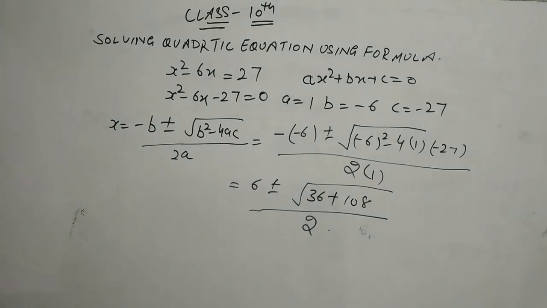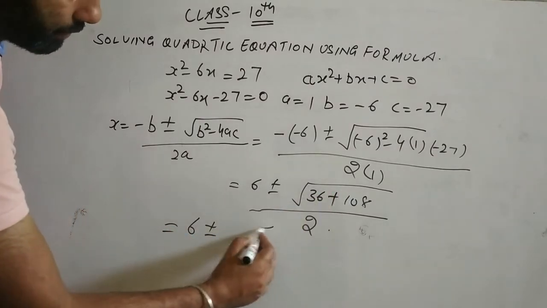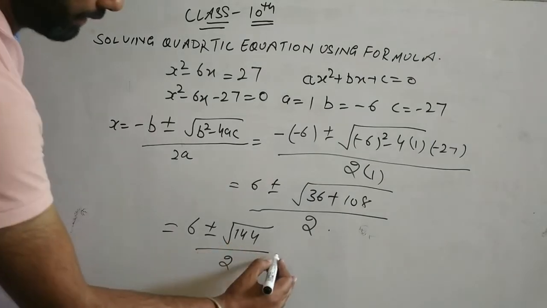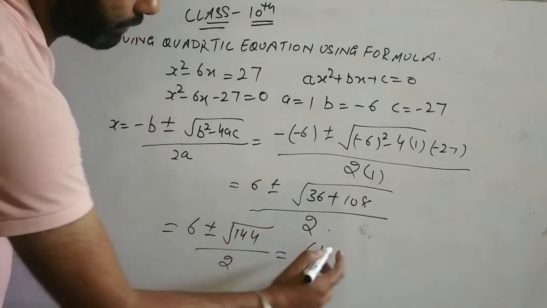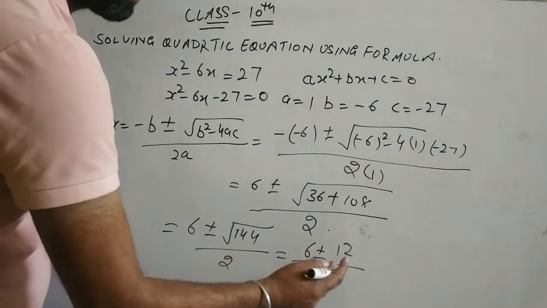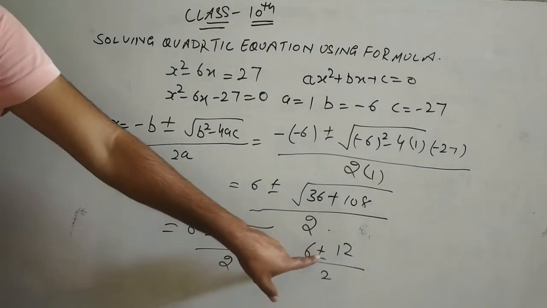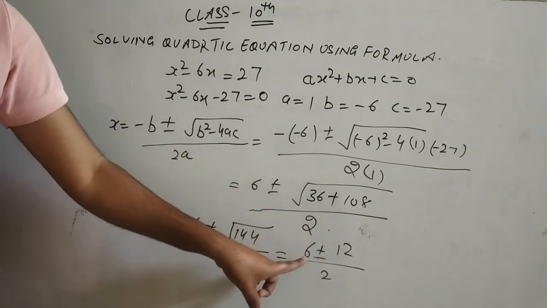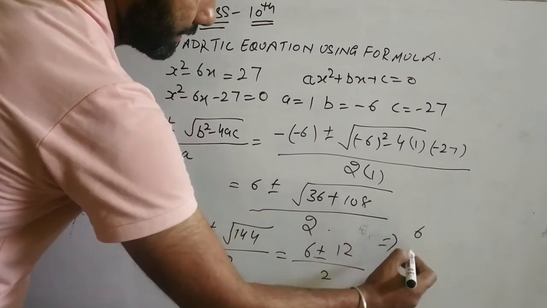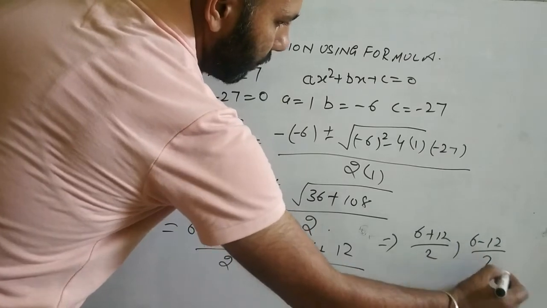So up to here we have solved it. Now the next step is 6 plus minus under root 36 plus 108, that is under root 144, over 2. Okay, so 6 plus minus under root 144, which is 12, divided by 2. See here we have two signs, one is a plus, one is a minus. It means if the first time we take 6 plus 12, then the second time 6 will get subtracted. So it will become 6 plus 12 over 2 and the second 6 minus 12 over 2.